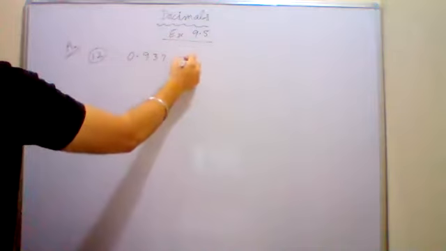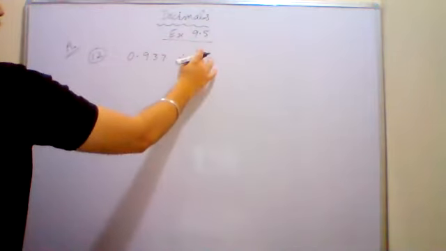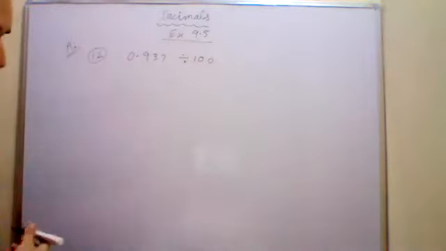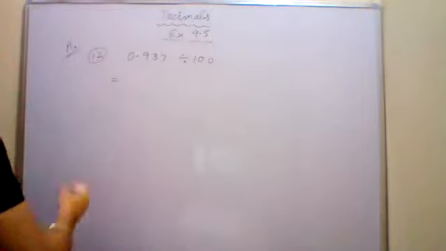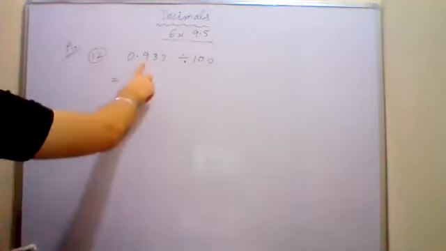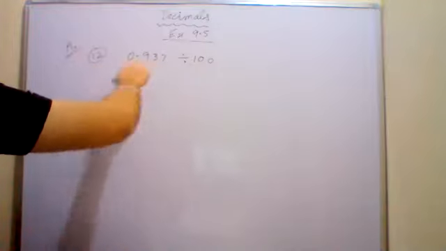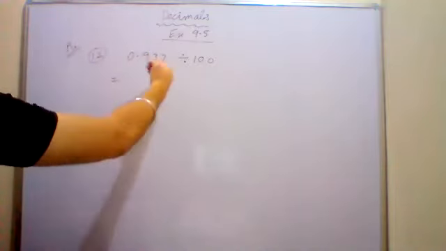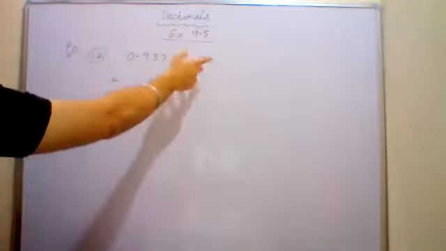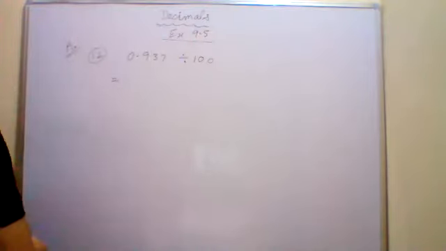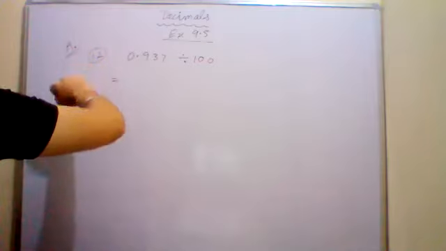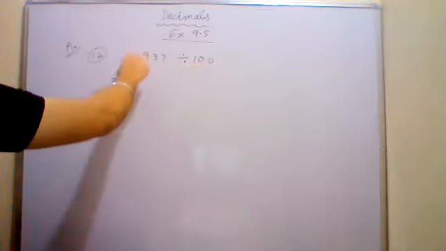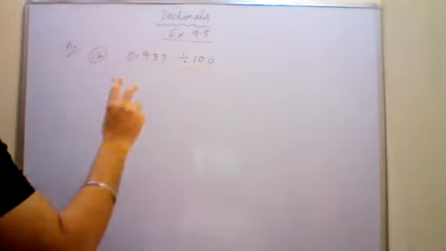0.937 divided by 100. So you have to divide 0.937 by 100. Now, when you are dividing a decimal number by 100, or by 10 or by 1000, you move the decimal to the left side. Because the number is 100, the decimal will move 2 places.